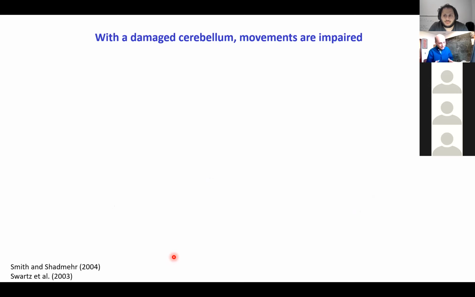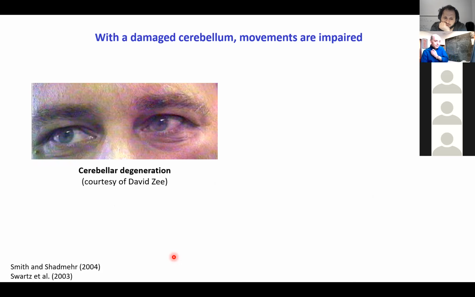But the problem is, you can't really just study learning without understanding control of movements, because when you look at people that have damage to the cerebellum, it isn't just that they have trouble learning, they have trouble making movements. And on top of that, they have trouble learning. So let me give you an example. Here's a patient that has damage to the cerebellum. I want to show you his eye movement. He's going to make saccades from left to right and back.